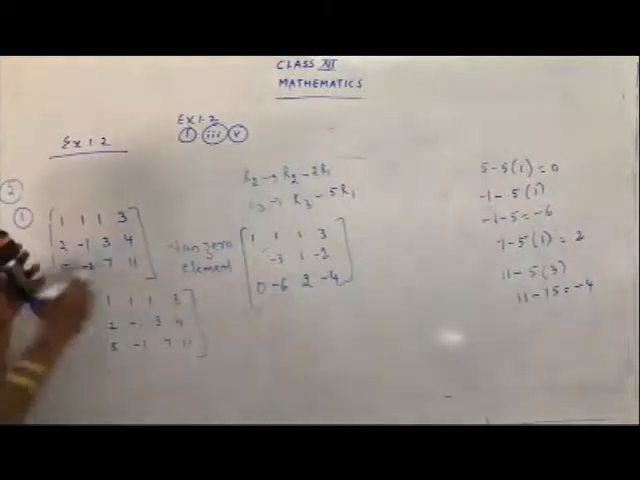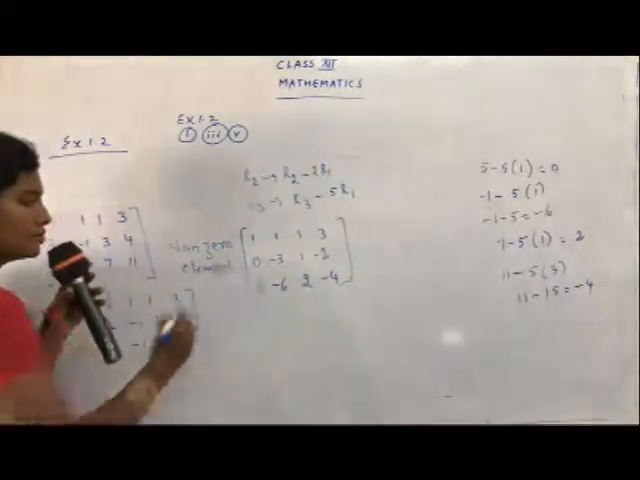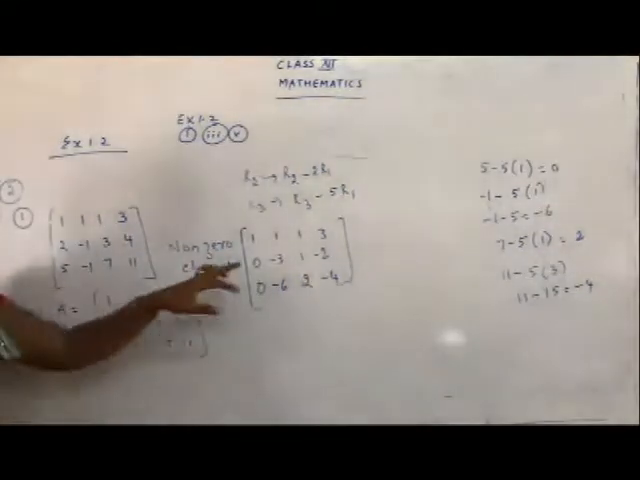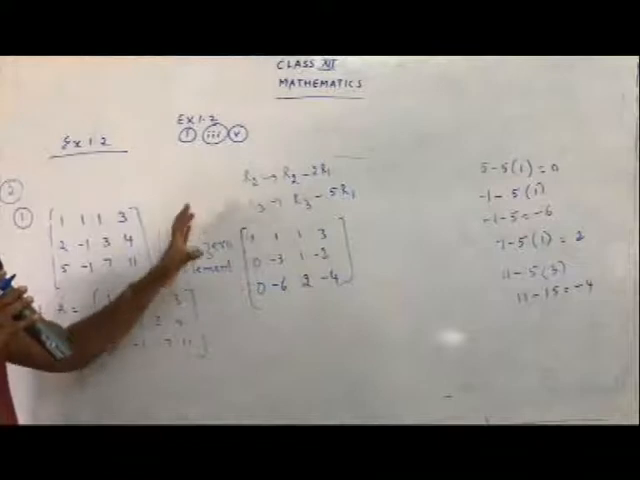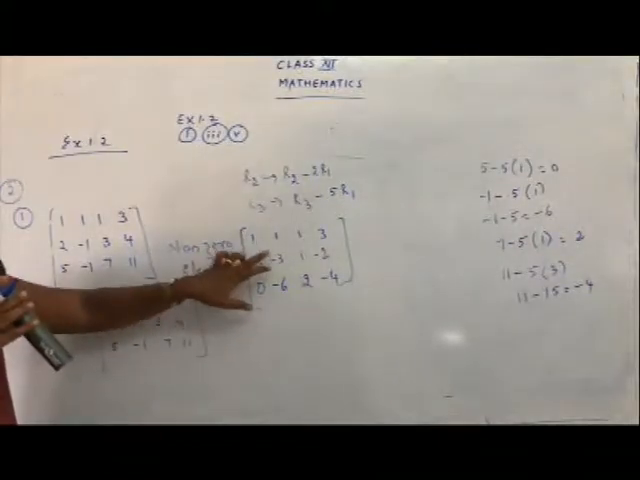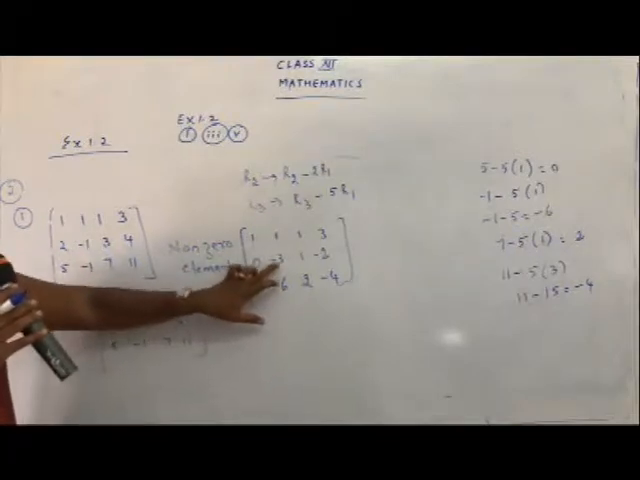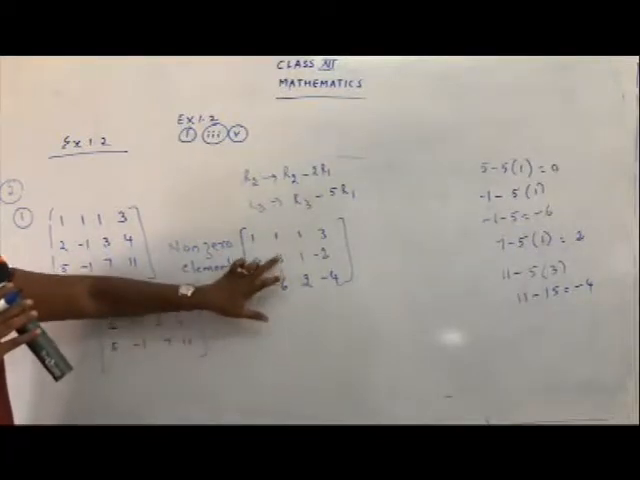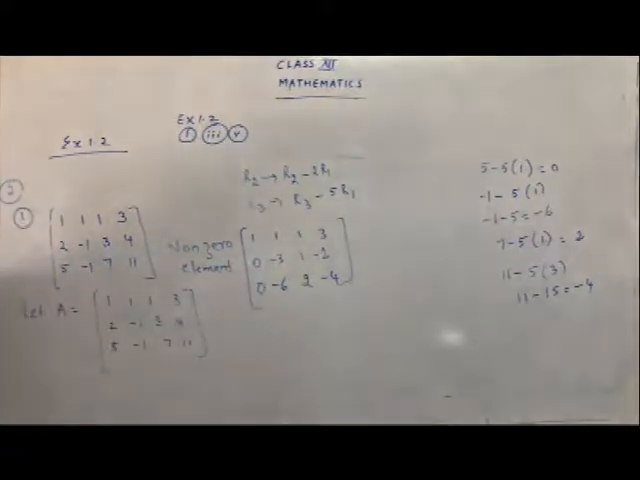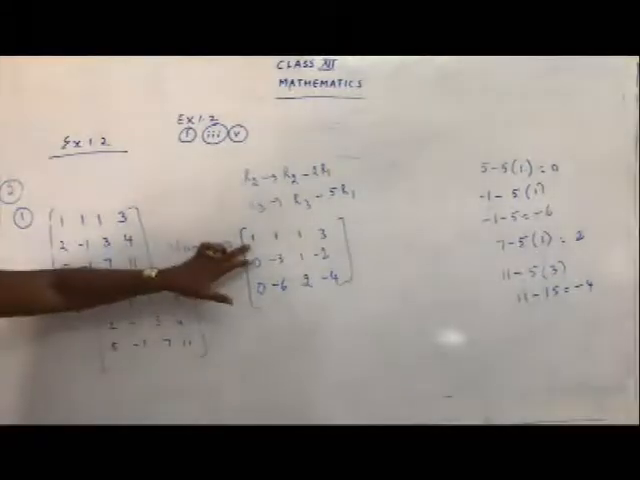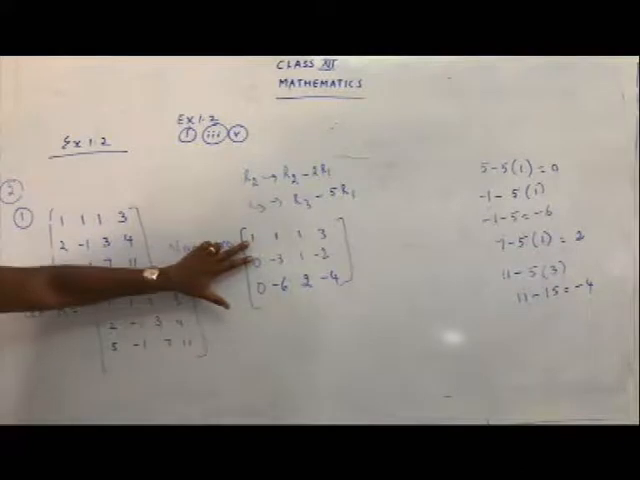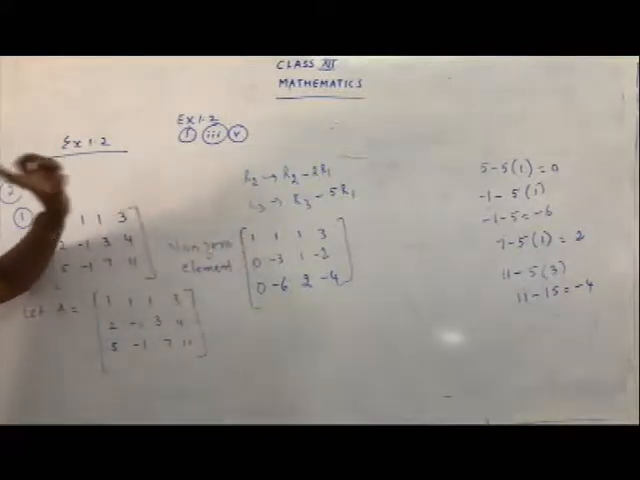So 0 minus 3. Now what are you going to do? As we have done in the previous case, where we made 2 zeros below the first non-zero element, in the same manner you have to make a 0 below the non-zero element of the second row. Are you clear? I'll just repeat the statement once again. We have made 2 zeros below a non-zero element in the first row, from the first row.